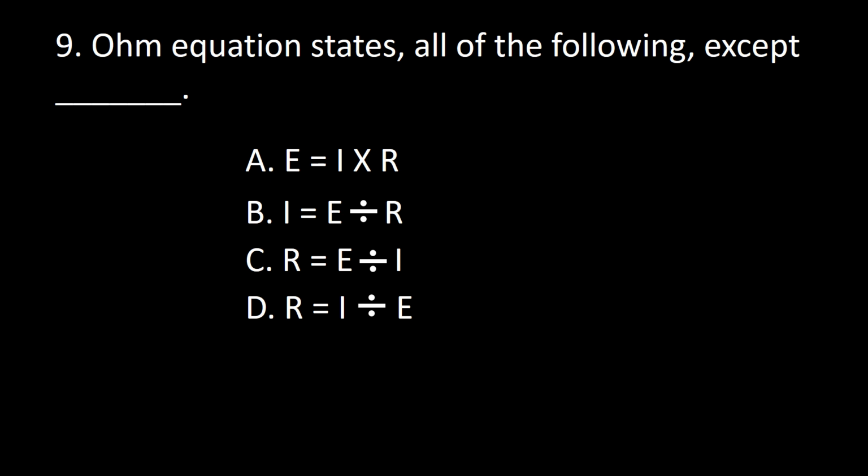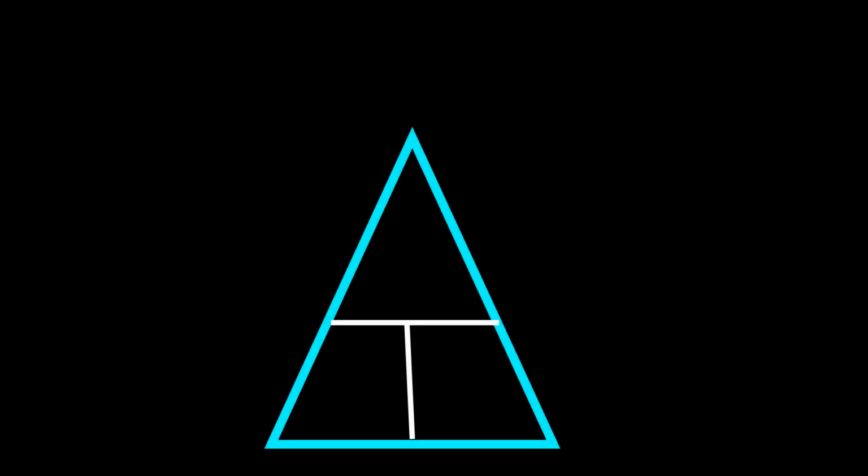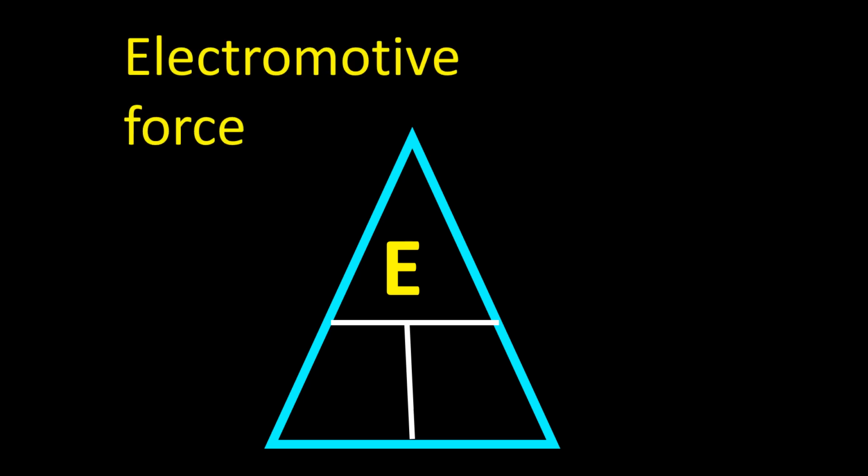Next question. Ohm's equation states all of the following except. Please take a look at the different options and choose the one that is incorrect. The easiest way for me to remember Ohm's law is thinking of this triangle with the lines inside as drawn here. This line indicates division and this line indicates multiplication. Then I place an E on top to indicate electromotive force. Electromotive force is measured in volts.